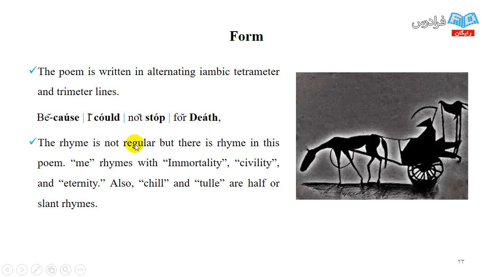The rhyme is not regular, but there is rhyme in this poem. Me rhymes with immortality, and further down the poem with civility, and finally with eternity. And also chill and tulle are half or slant rhymes.